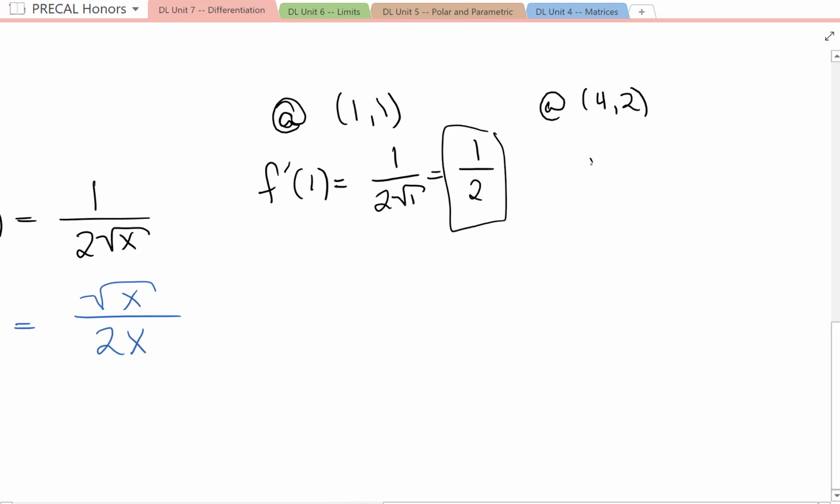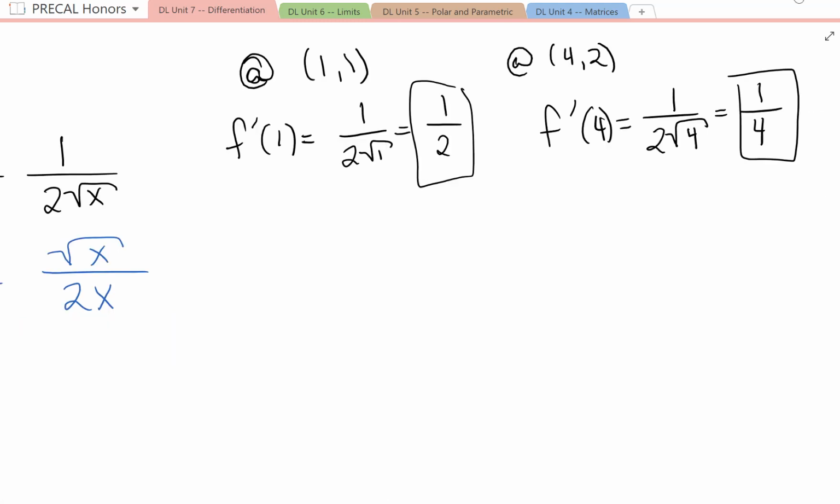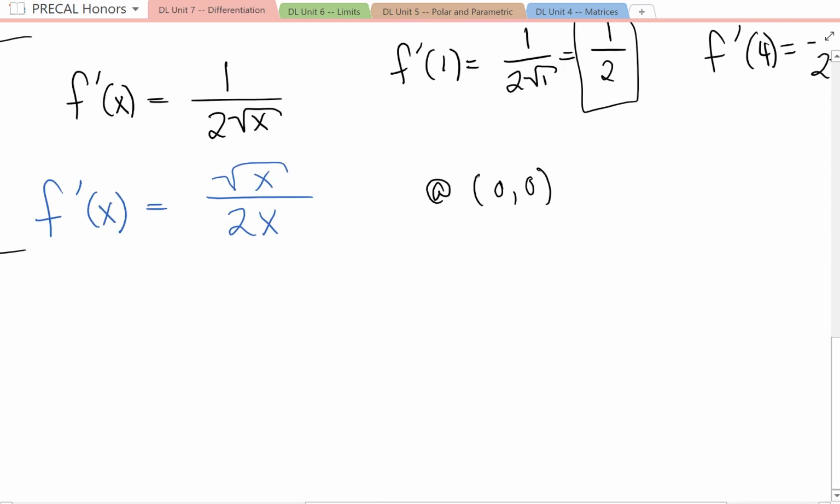At (4, 2), when we plug in 4 to the derivative function, we get 1 over 2 times the square root of 4, which is 1 over 2 times 2. The last thing it's asked us to do is to consider the behavior that's happening at (0, 0). So we're going to plug in 0 now into the derivative. f prime of 0 is equal to 1 over 2 times the square root of 0, which is 1 over 0.